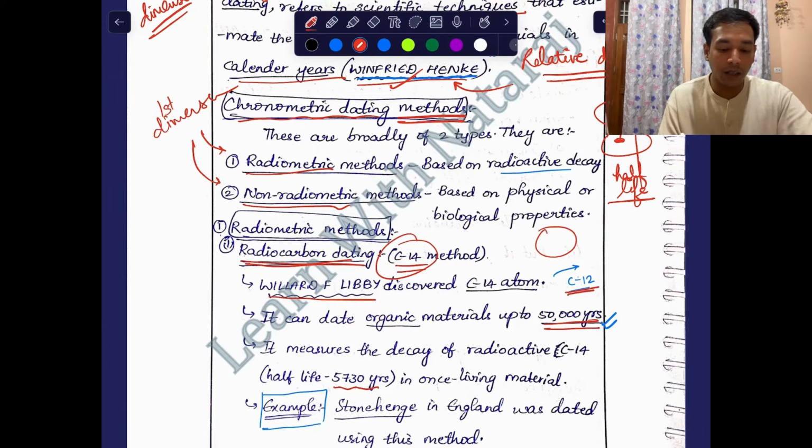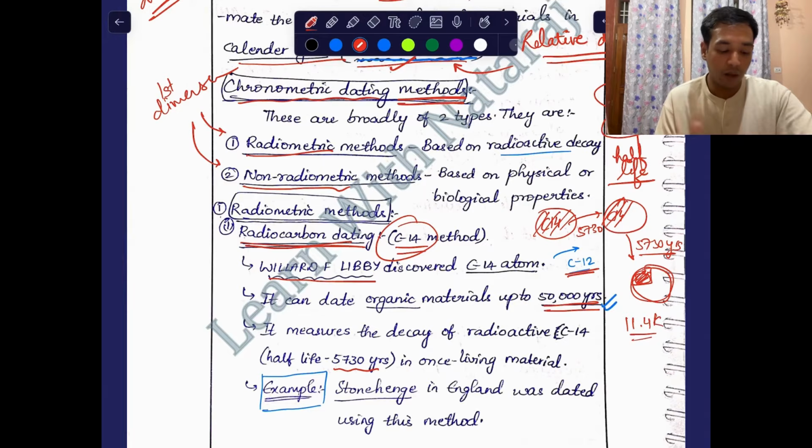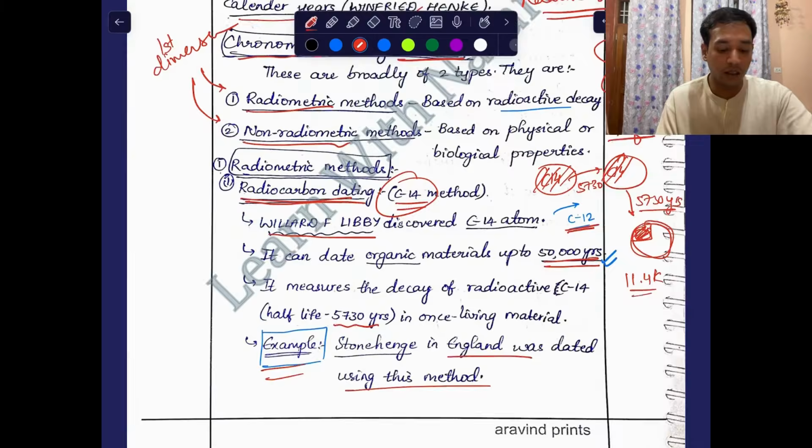For example, this material had C14. After some time this material has half of C14 left. How much time has it taken? 5730 years. Again, if half of that remains, 5730 years more have passed. So total let's say around 11.4 thousand years. So if we find this much C14 in a fossil, we will say 11.4 thousand years have passed. This way we are able to understand how much time has taken place. For example, we can give that Stonehenge in England was dated using these methods.